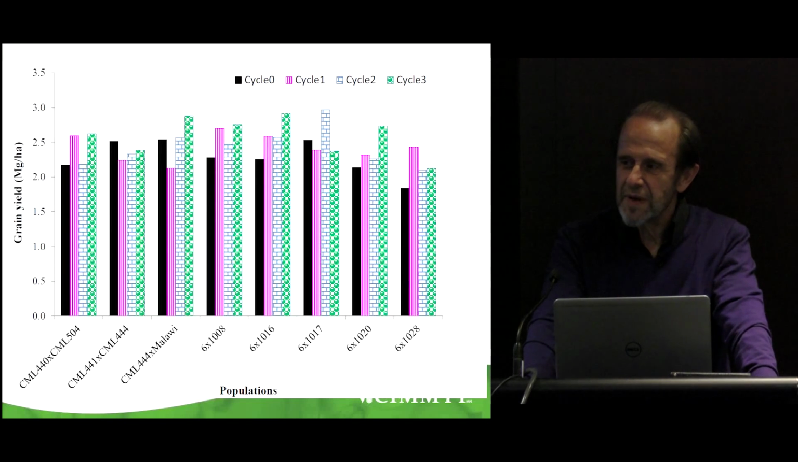I don't remember how many. You don't know the selection intensity? No, about 10%, I guess. So 20.